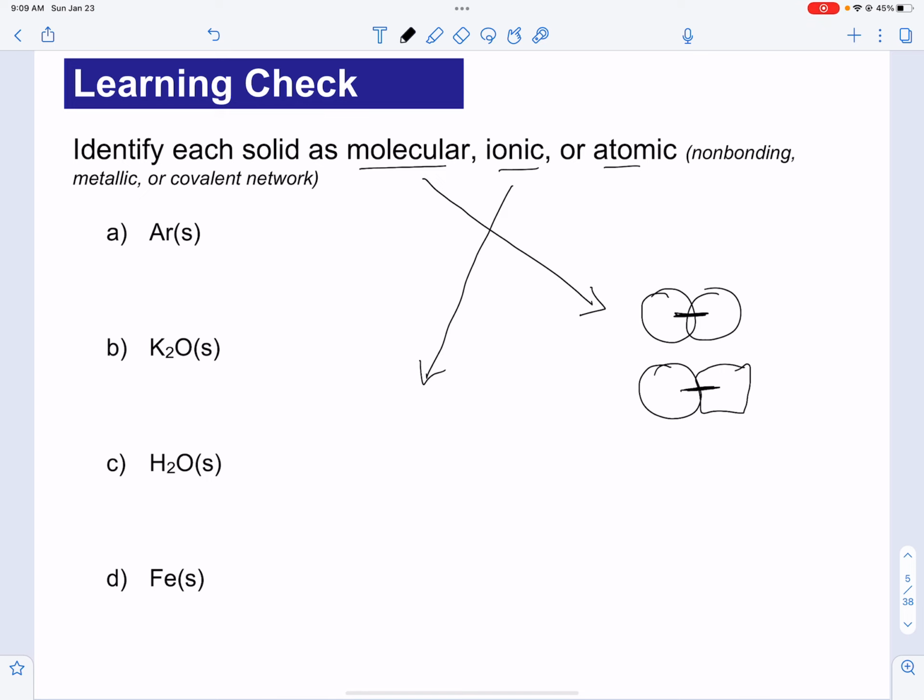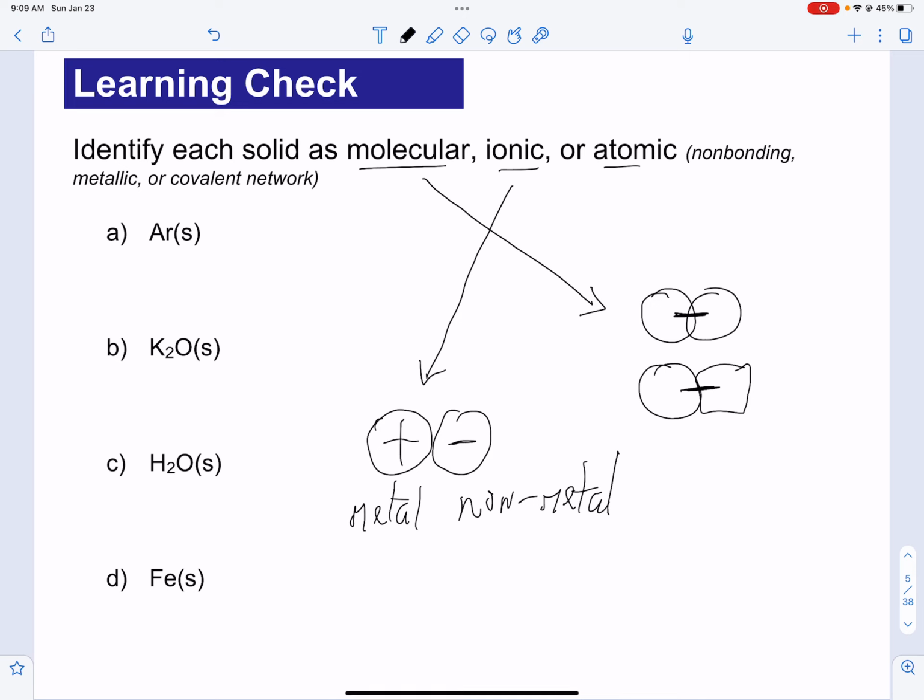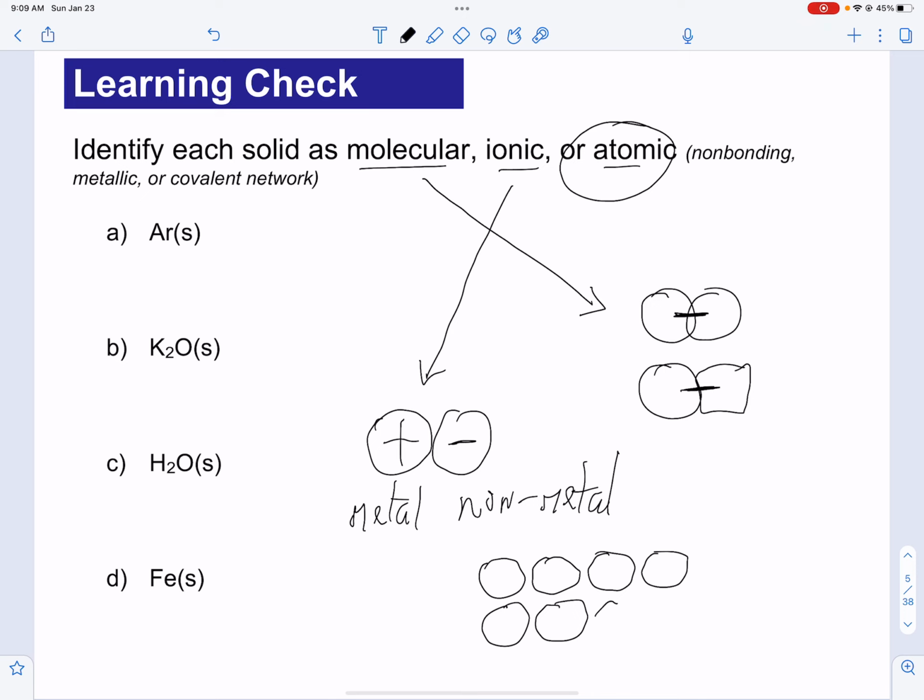An ionic compound is going to be a cation with an anion. So it would have to be a metal with a non-metal. Remember that from Chem 1 or Chem 1411? And then the atomic is just going to be atoms not bonded together. So they are not bonded together. So all we're talking in here is intermolecular forces with one exception.